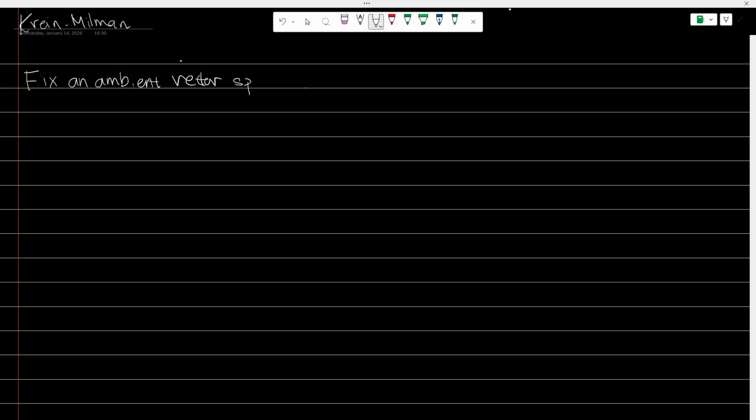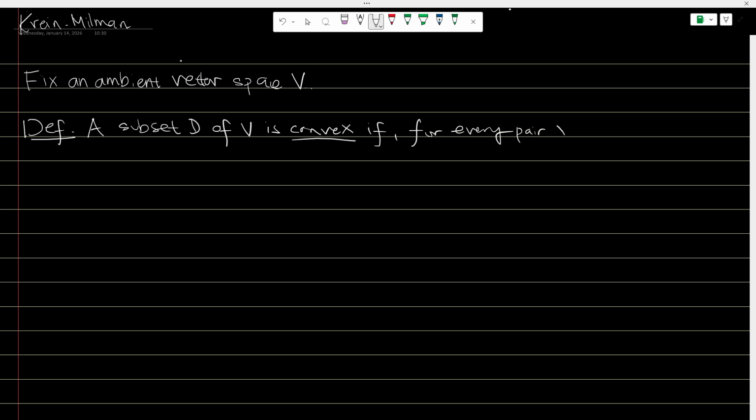That's so that I can talk about convex combinations. So a subset D of V is convex if for every pair of elements x, y in D, and for every real number t in the unit interval, so that's t in [0, 1], those are closed brackets, by the way, we have tx plus (1 minus t)y is in D.